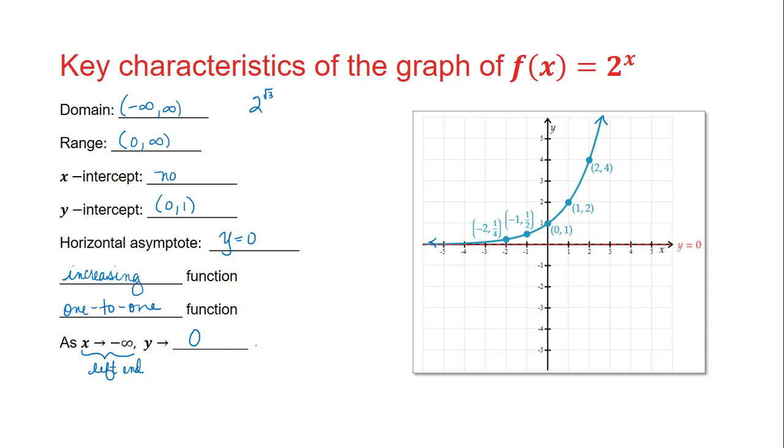Now this is not true at the other end. If we say as x goes to positive infinity, well, y is actually approaching infinity there, right? Because on the right end, my graph is going up infinitely.